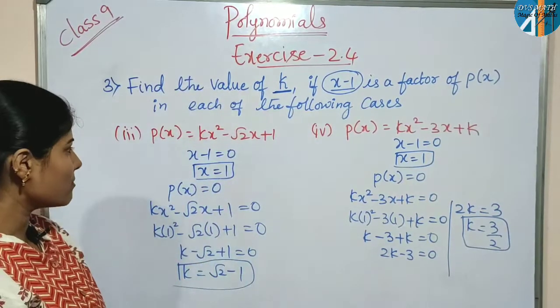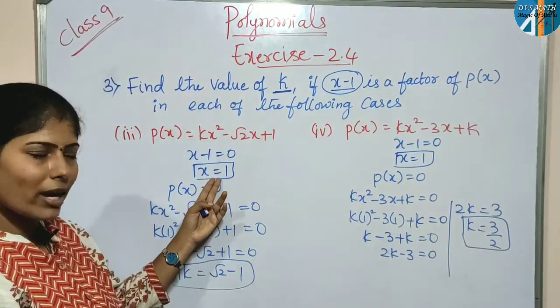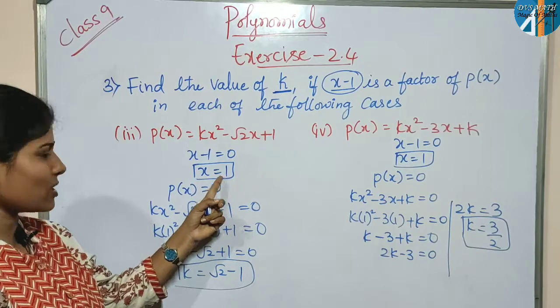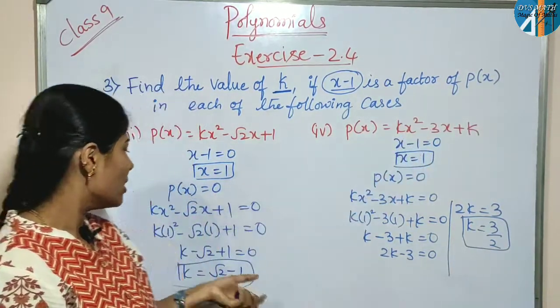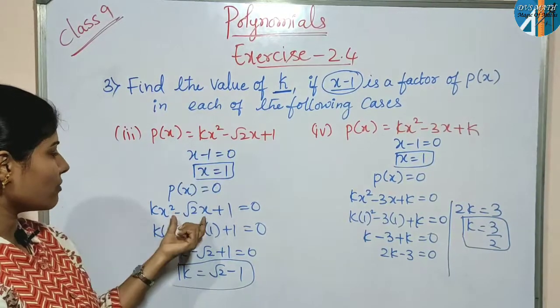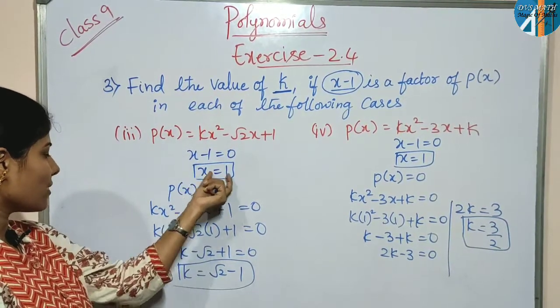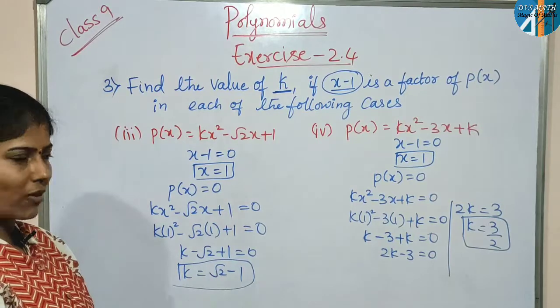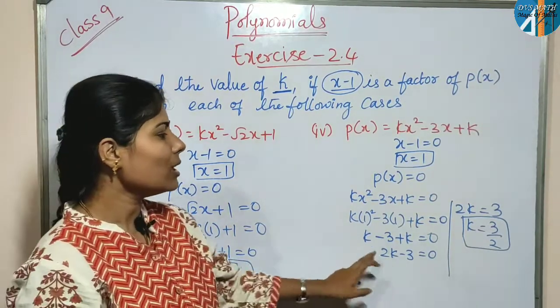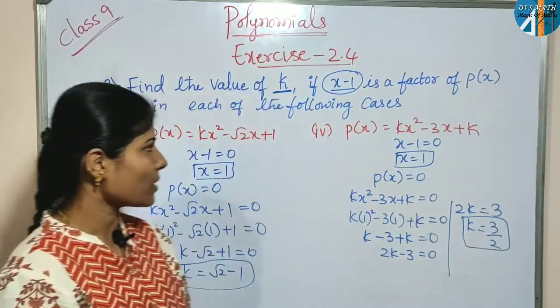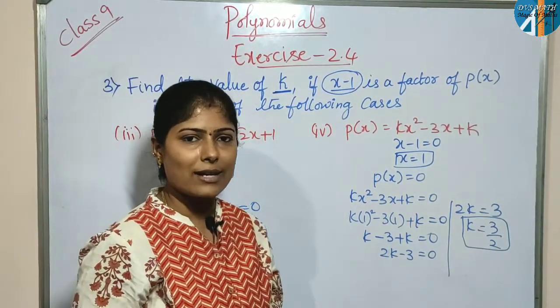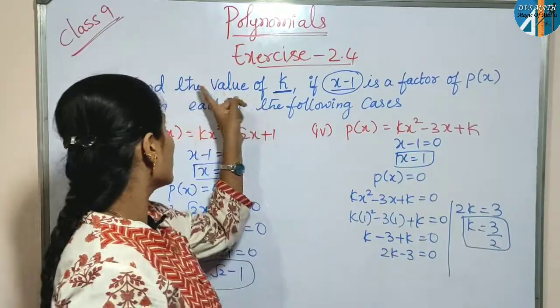Very simple. So first take x as one value, because it is minus 1, x becomes plus 1. Then take p of x is equal to 0, as they are saying it is a factor. Then take the p of x which is given, and substitute x is equal to 1 in the place of x, simplify it, you will get the value of k in both cases. Here root 2 minus 1, here 3 by 2 is the answer. So this is about exercise 2.4, question number 3.